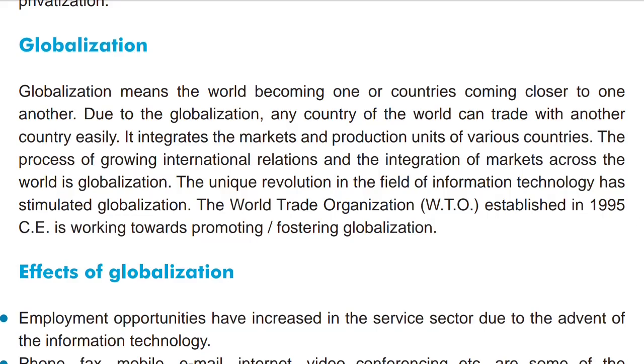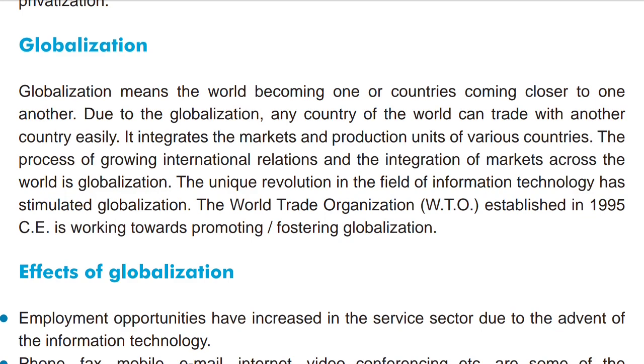Globalization means the world becoming one, or the countries coming closer to one another. It means that previously India was not in a position to establish new trade relationships with other countries. If any joint sector units or private sector units wanted to establish trade relationships with foreign countries, they had to pay heavy taxes. And due to globalization, any country of the world was able to trade with each other easily. It integrated the markets and production units of various countries.